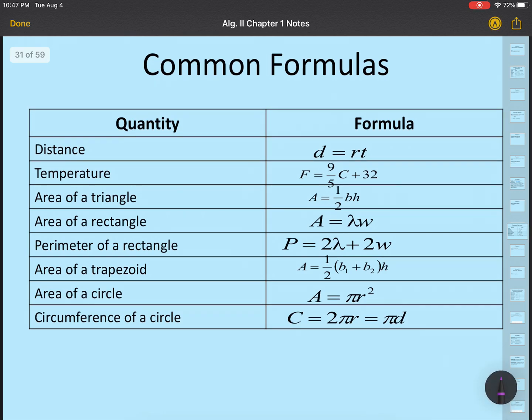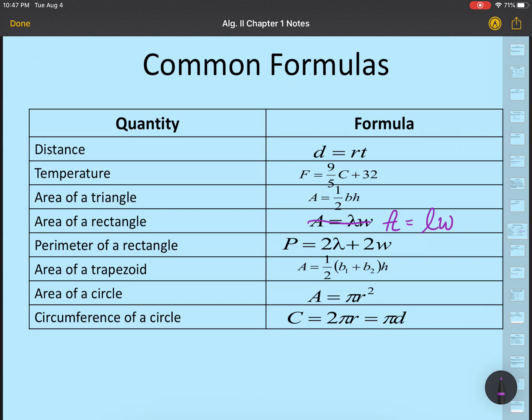Here are some common formulas that we have worked with in math classes years past. The distance formula is distance equals rate times time. Temperature in Fahrenheit is 9/5 Celsius, that's what C stands for, plus 32. The area of a triangle is area equals 1/2 times the base times the height. The area of a rectangle, I'm going to change this one a little bit, is area equals length times width.